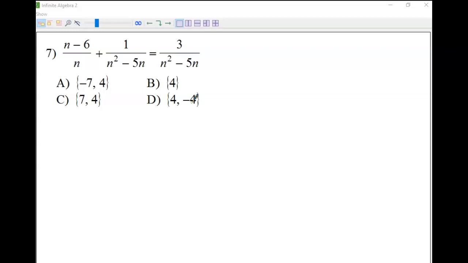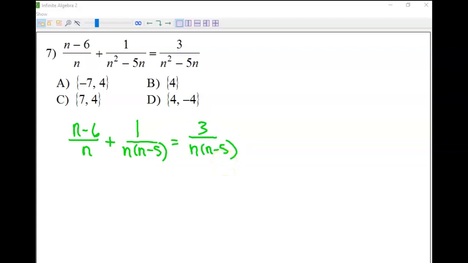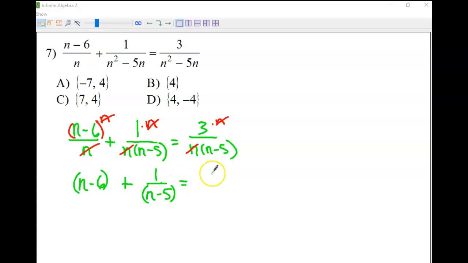So first of all, it's like the last problem in that the first thing you want to do is factor the denominators. So down here I can take out an n. Now I want to multiply by the denominator, so we'll start with the n. N's go away. And that leaves me with, I'm going to put that in parentheses. It's a good idea to put parentheses around your binomials.